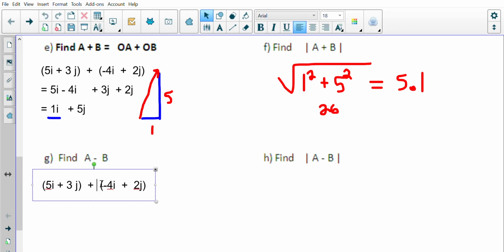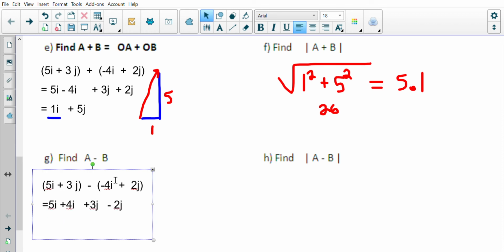So if I want a minus b, this time I'm just going to do the same thing, write my vectors out in terms of their components, and then subtract these two vectors. I would have 5i. Now I have two minus signs there, minus negative 4i, which means the opposite of negative 4i, which would actually be positive 4i. So again, just like math, positive 3j, and then I have a minus 2j. And so if I find a minus b, it ends up being 9i plus 1j.